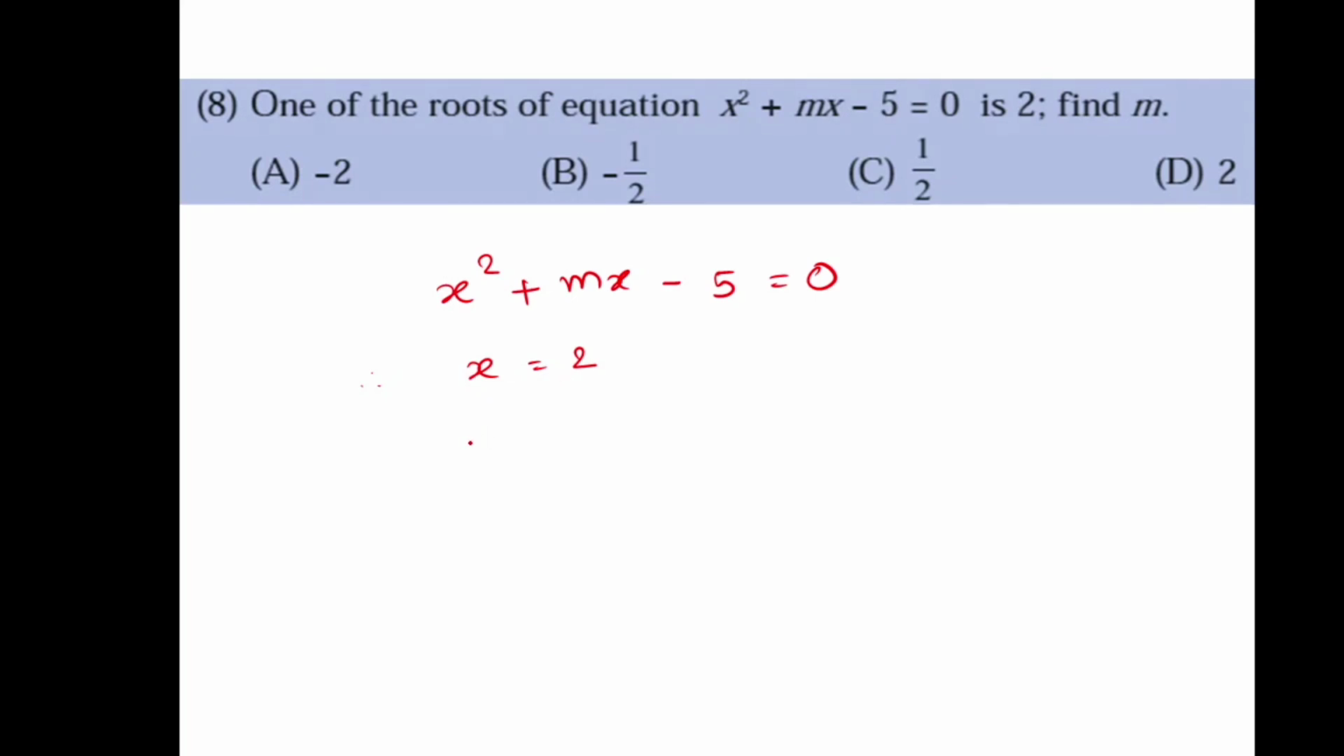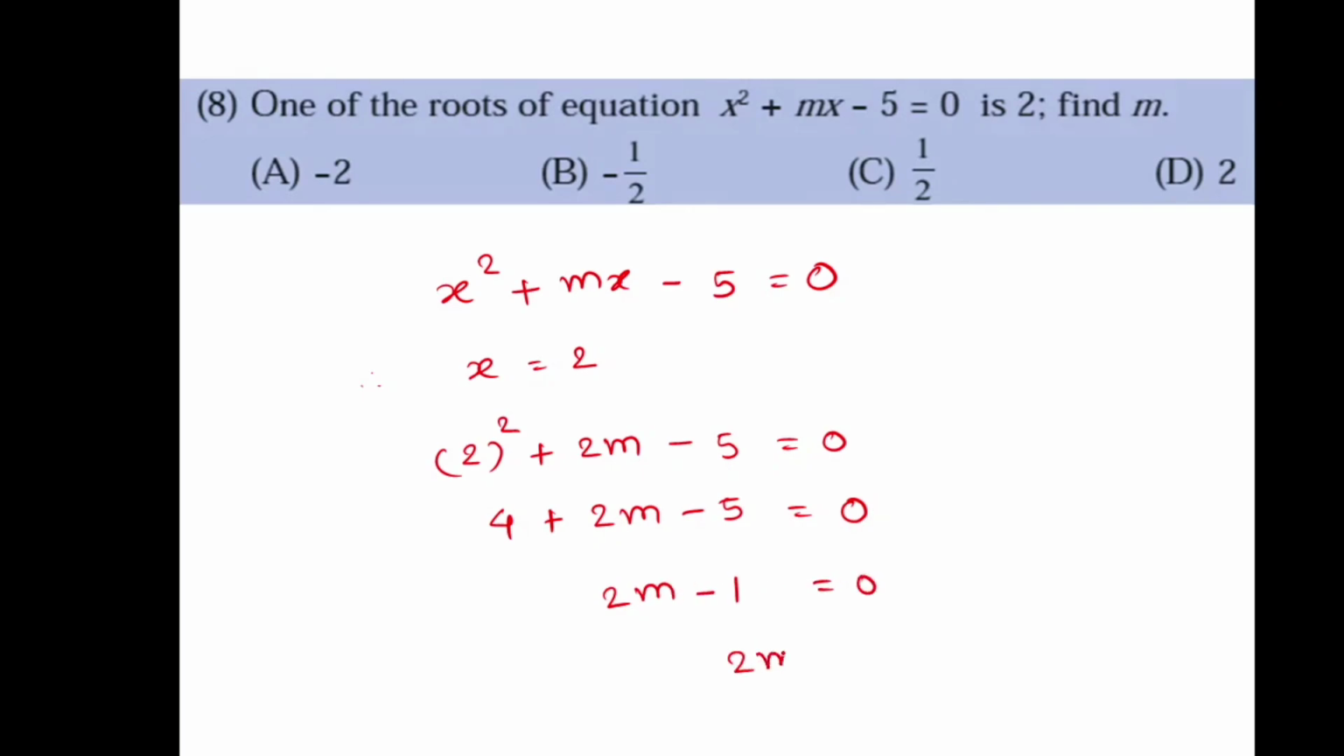So instead of x we should write now 2, that is x square, that's 2 square plus m into x, that is 2 into m minus 5 is equal to 0. So 2 square is 4 plus 2m minus 5 is equal to 0. 4 minus 5, that's minus 1. So we get 2m minus 1 is equal to 0. If you take minus 1 to the right hand side, it will be plus 1.